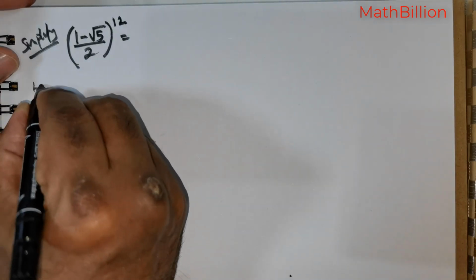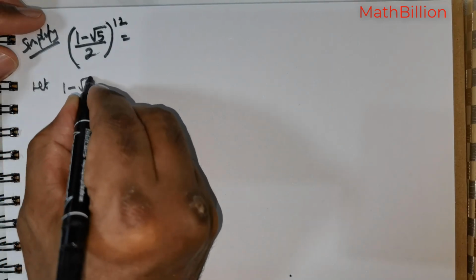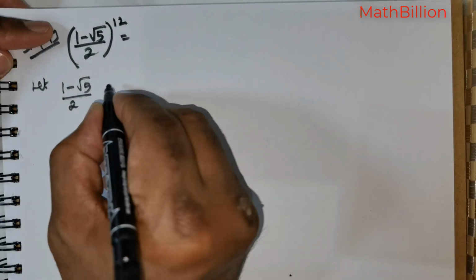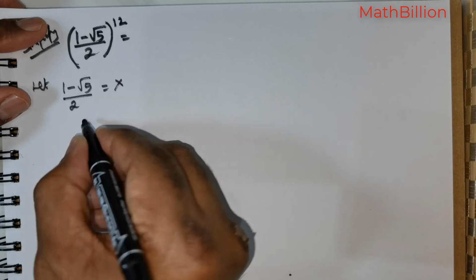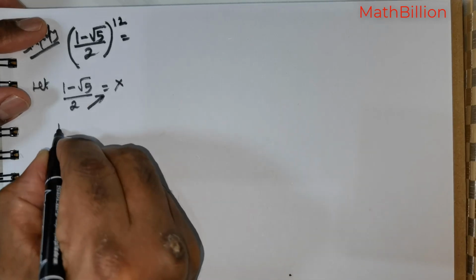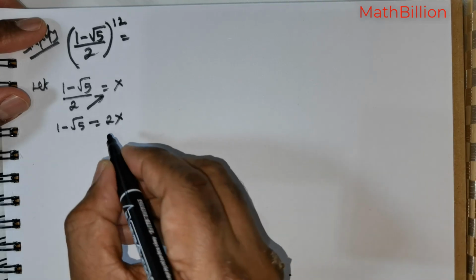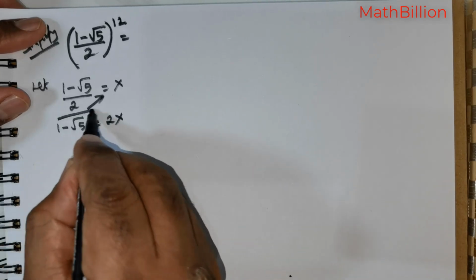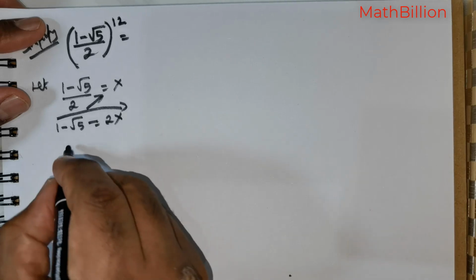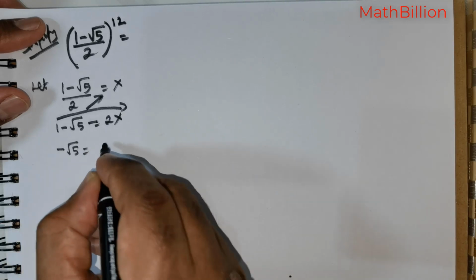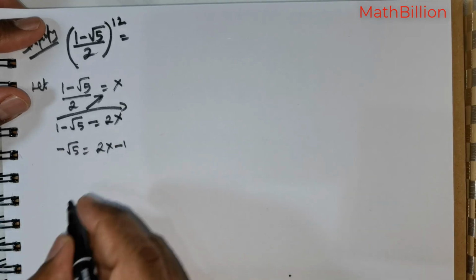Foremost, let (1 − √5)/2 be equal to some x. I'm going to cross multiply. This is going to be 1 − √5 = 2x. Now I wish to move this 1 to the right hand side, so you get −√5 = 2x − 1.